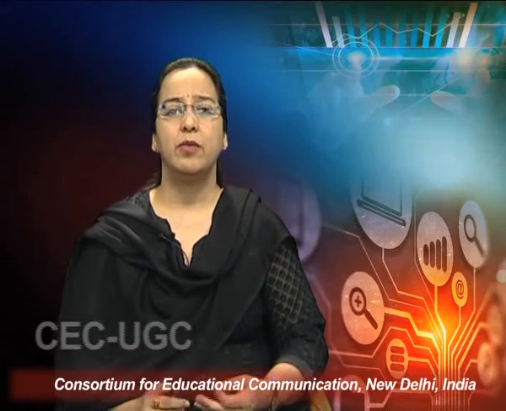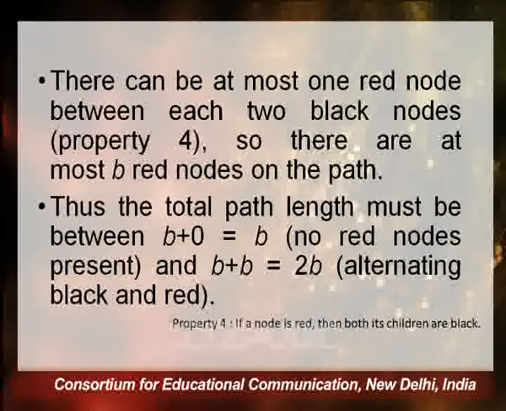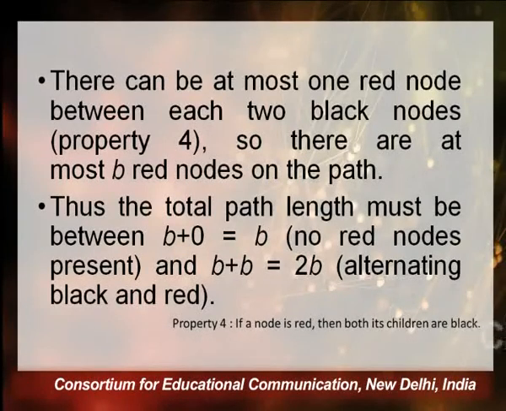Now coming to the point that there can be at most one red node between two black nodes. If we take this property, there cannot be two adjacent red nodes, and the adjacent red nodes, as I have already told you, are red nodes at adjacent levels.